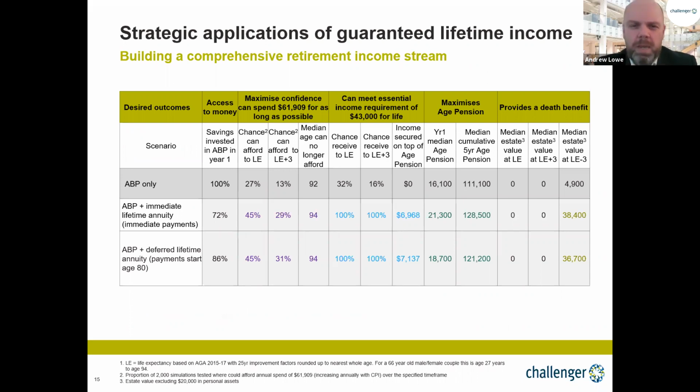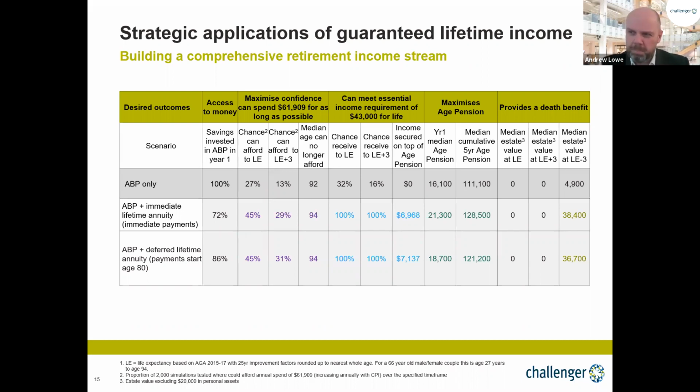If I was to use an unprotected strategy for these particular clients, I retain access to all of my capital. So no compromise to liquidity. But in terms of meeting income requirements out to life expectancy of 61,900, as for comfortable, there's just a 27% chance. We use the Willis Towers Watson engine to effectively build out these 2,000 scenarios. In just 27% of those 2,000 scenarios, I've got that level of income out to life expectancy.